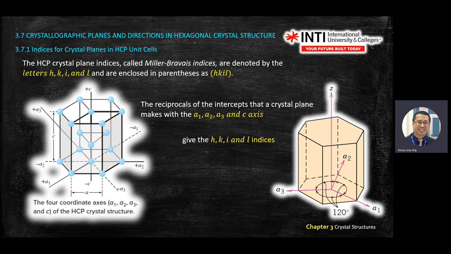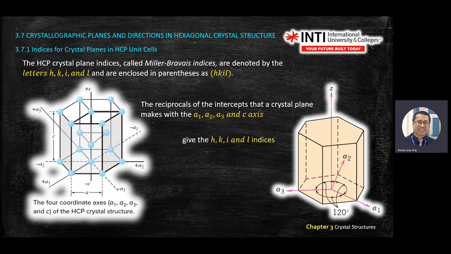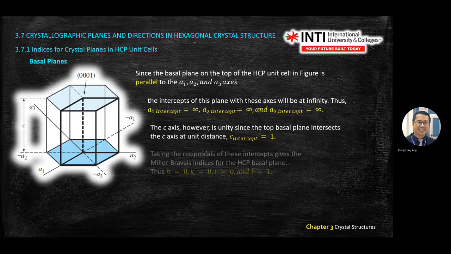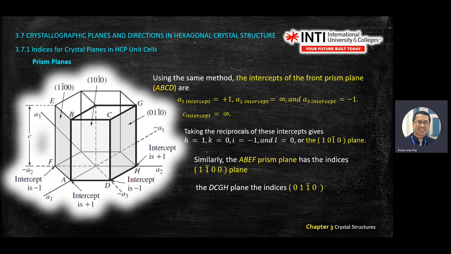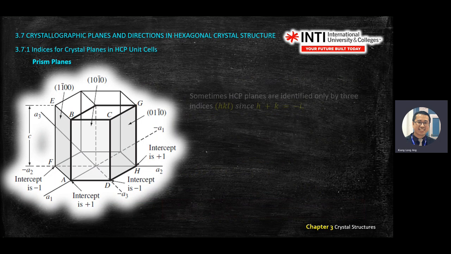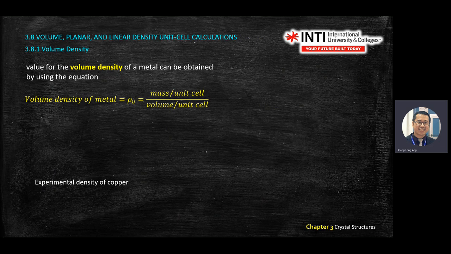So we are given HKIL indexes, right? So there's also some calculation for this one. For this module, because there are so many things we can ask you, this one is for your information only, okay? So these are the steps to calculate. Skip, it's too much information for you already, so I will skip this one. This one is part of your assessment.